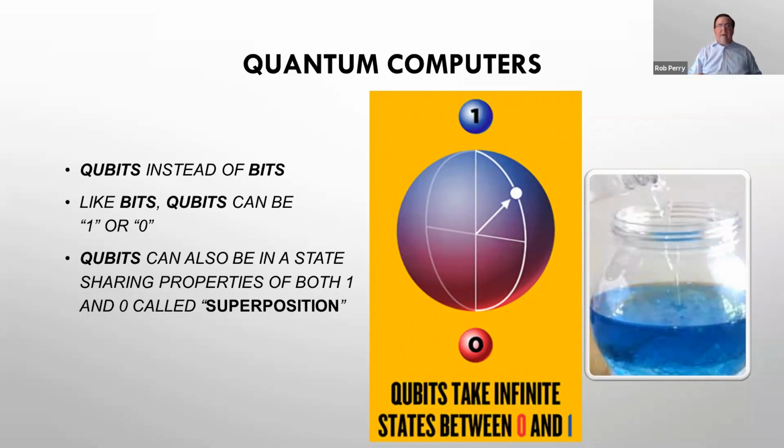Qubits, like a bit, can be 1 or 0, but they also have a very amazing property that they can be in states between 1 and 0. So not wholly 1 or wholly 0. So that might take a second to process. What do you mean? How can it be in between?